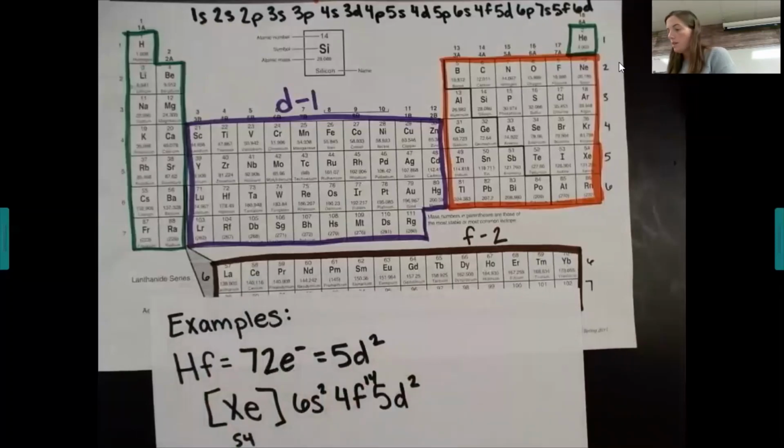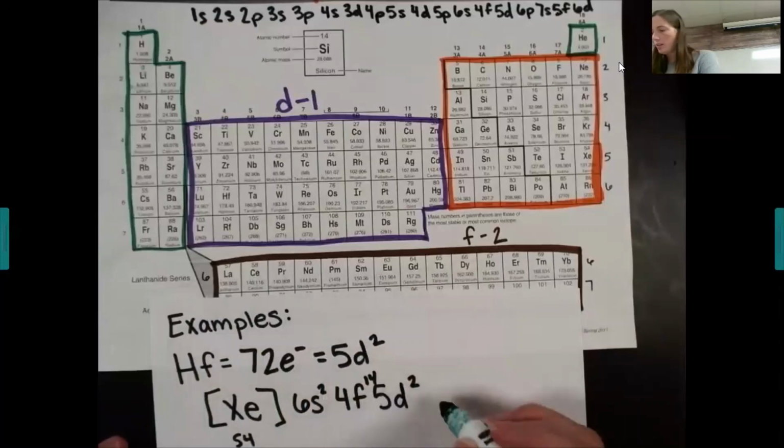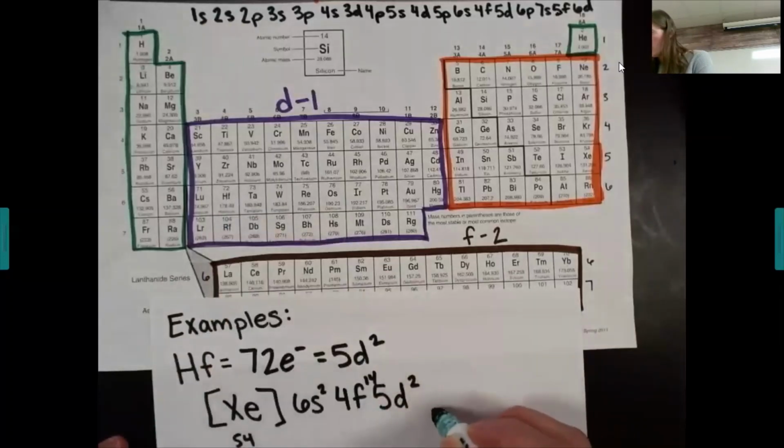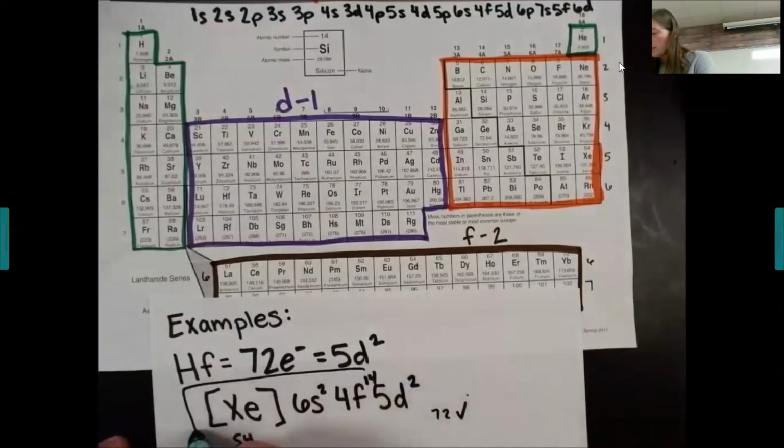Got it? All right, so when we're double checking to make sure that we are in fact correct, we're going to do 54 plus 2 is 56, plus 14 is 70, plus 2 is 72. That's what the atomic number is. Okay, so there's 72 total, so we know we did it right.